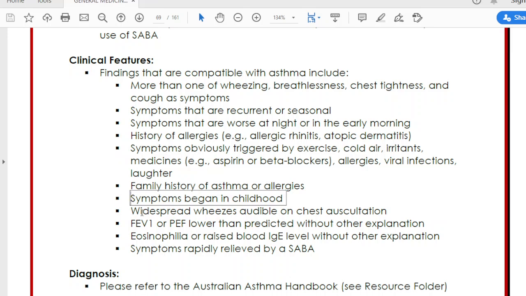Symptoms began in childhood. Widespread wheezes audible on chest auscultation. FEV1 or PEF lower than predicted without other explanation. Eosinophilia or raised blood IgE level without other explanation. Symptoms rapidly relieved by a SABA.